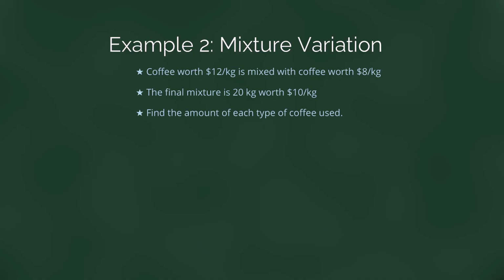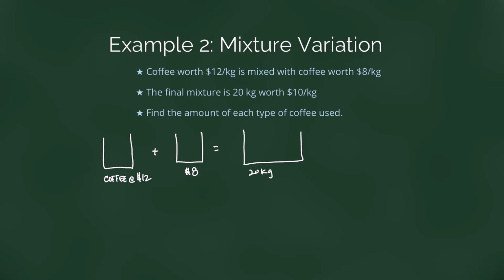So we can again think about a picture for this. We have our first bucket of coffee. This is our $12 coffee. All right, it's coffee 1, and we're going to add that to coffee 2. This is our $8 coffee, and we're going to end up with some 20 kilograms at $10 per kilogram.